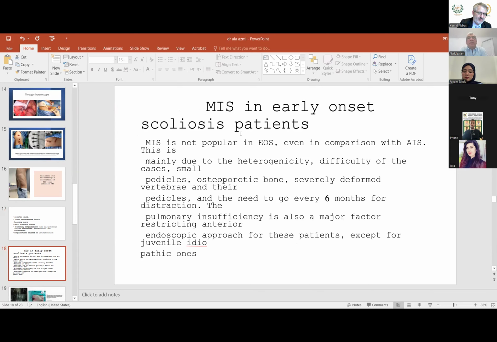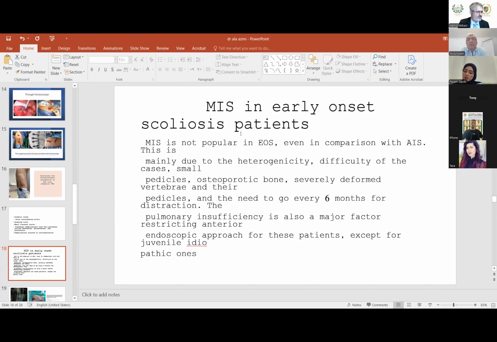So what about minimal invasive technique in early onset scoliosis patients? It's not popular in early onset scoliosis, and you don't see a lot of publications. Up till now, I saw just a couple of publications about that. One of the publications was published 3 years ago in Clinical Orthopaedics.